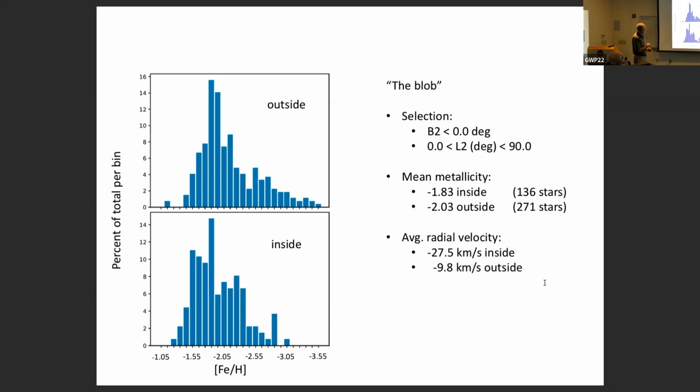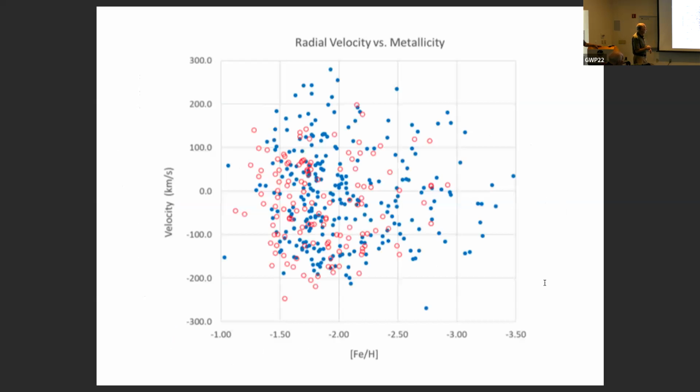So this shows the metallicity distribution outside the blob and inside, and there's not so much of a tail, although there's a pretty high point here, and there's sort of a shoulder here. I think they're different. And then I plotted radial velocity versus metallicity for the ones inside and outside. And anyhow, it's new, and I don't quite know what to make of it, but it's an interesting set of questions. Thank you.